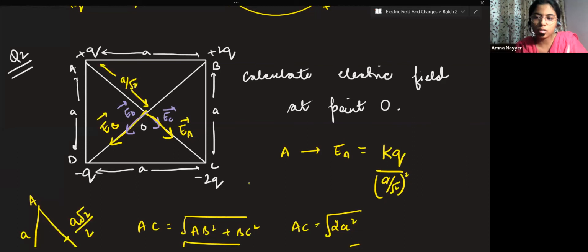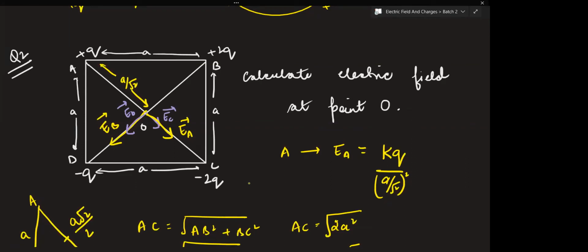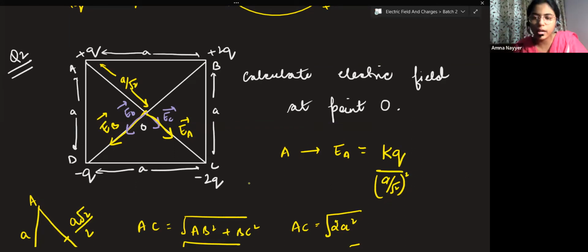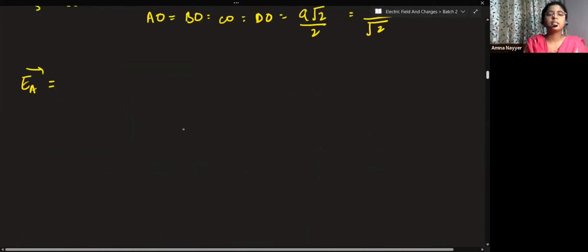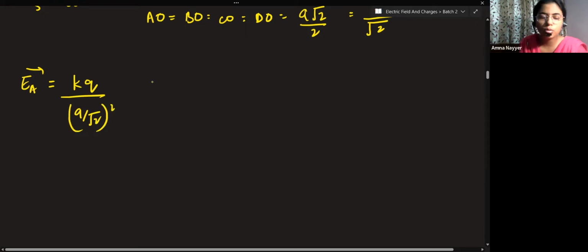K is the constant, Q is the charge, A by root 2 is the separation, so you will just square it. So EA will be equal to what? EA will be equal to KQ divided by A by root 2 whole square. Root 2 square will be 2, which will go up: 2KQ divided by A square. This is the value of EA that we have.